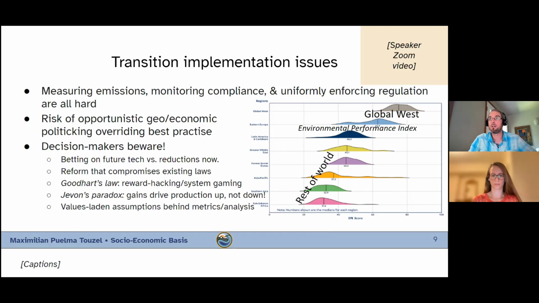So we see the global West here, the x-axis is the index, and we're doing great. Western countries are doing great. Look at these sub-Saharan Africa, all very, very poor on this index.